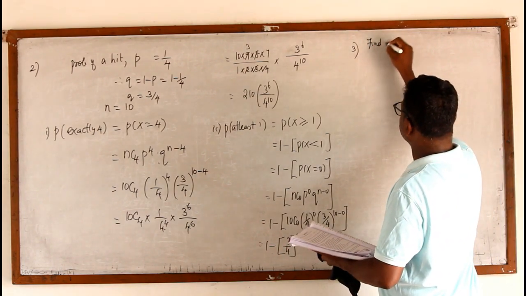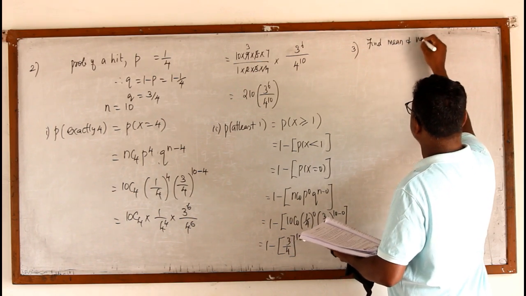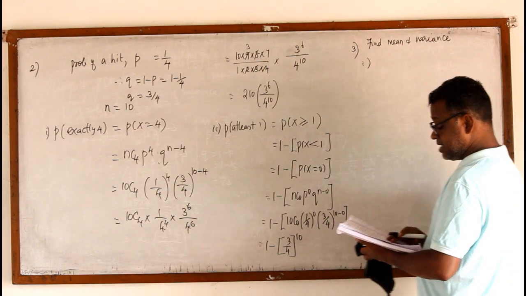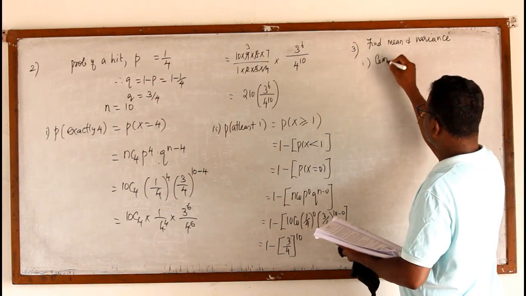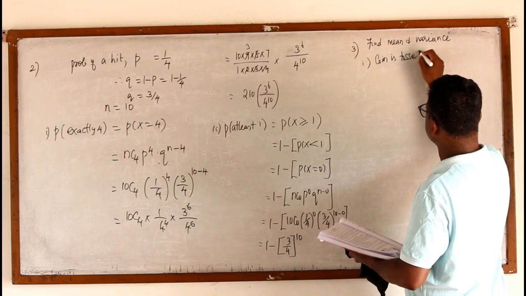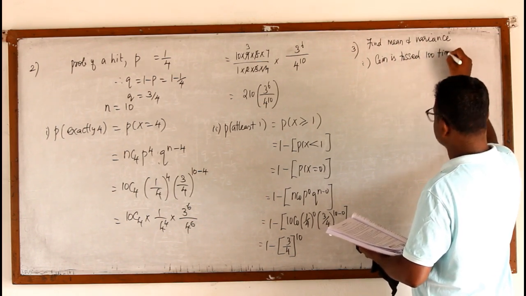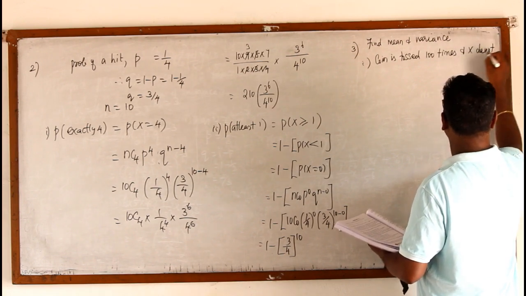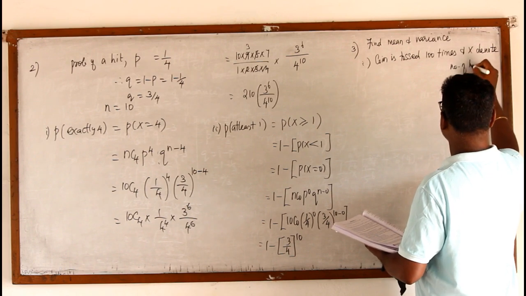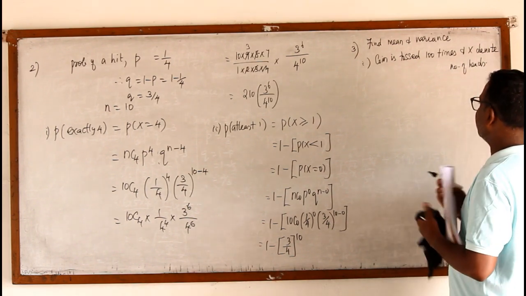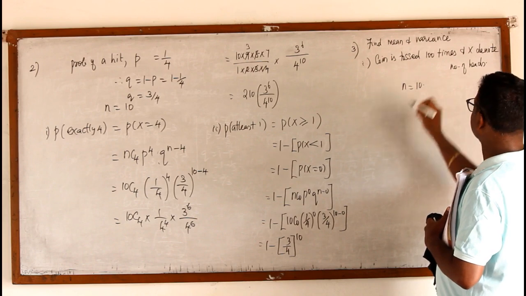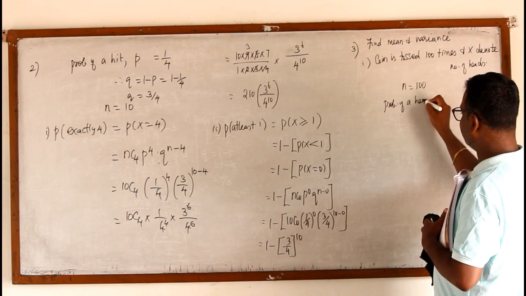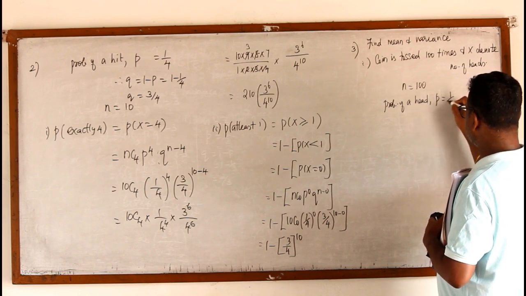Find mean and variance. First question, a coin is tossed 100 times and x denotes the number of heads. So here n equal to 10, isn't it? Sorry, 100. Probability of head is success. Probability of a head, that is p equal to 1 by 2.